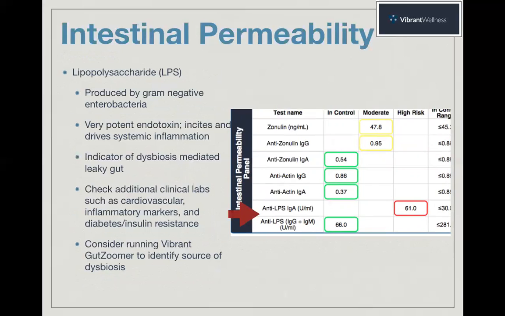On the Wheat-Zoomer, LPS is a general indicator of dysbiosis-mediated leaky gut and should lead the practitioner to draw additional clinical labs such as cardiovascular markers, inflammatory markers, diabetes and insulin resistance markers, as well as consider that other systemic inflammatory symptoms may be related to the presence of LPS in the bloodstream. Another recommendation when LPS antibodies are elevated is to run a Vibrant Gut Zoomer in order to clarify the source and nature of the dysbiosis.